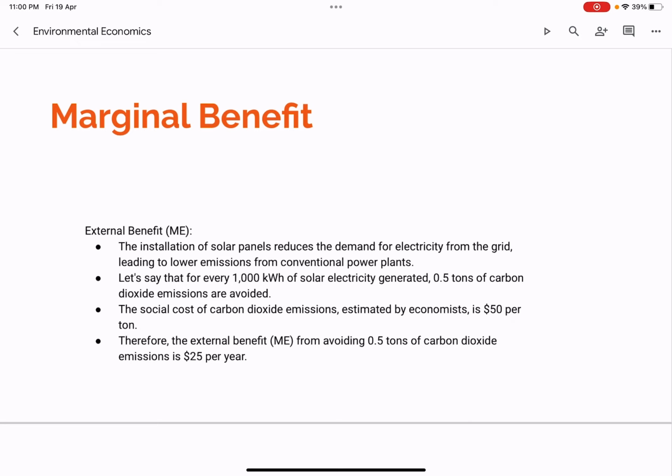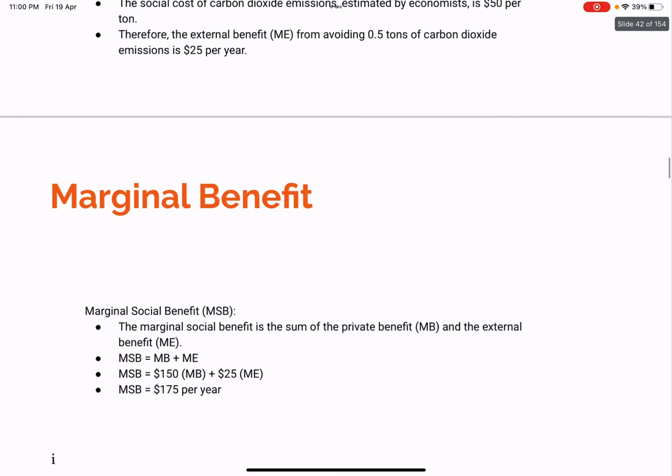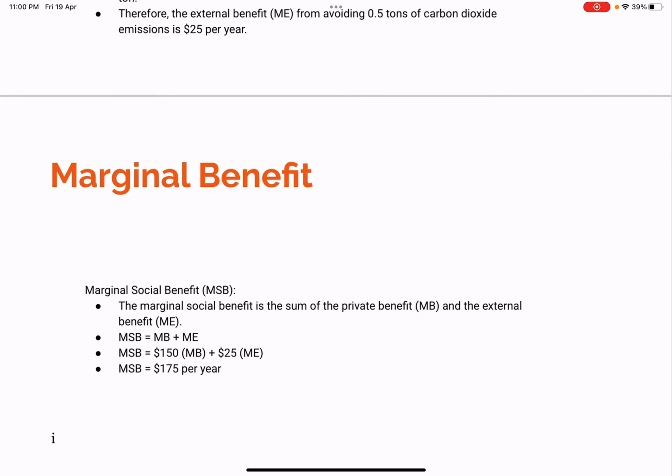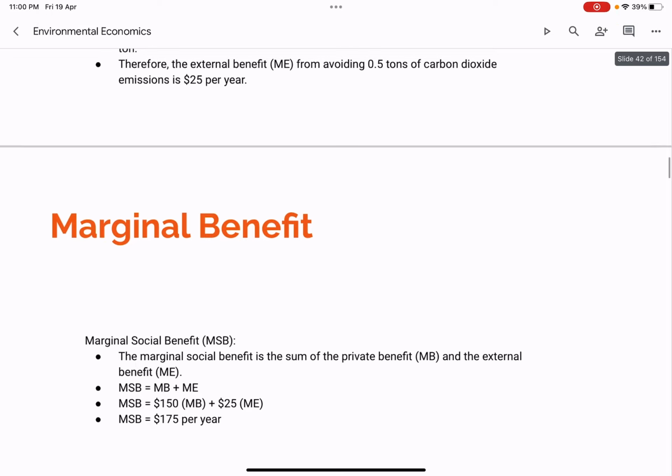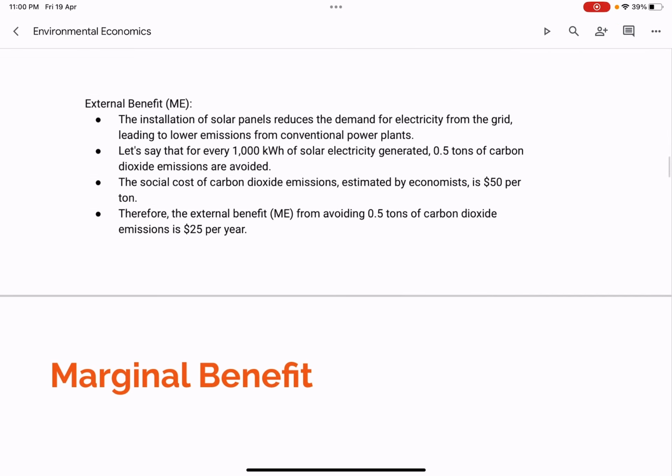So then what is the marginal social benefit in this case? The marginal social benefit in this case would be $150 plus $25, and that becomes $175 per year, right? So this is the marginal social benefit which the family gets. Now, why is that family getting that? It is because of adding a solar panel, right?